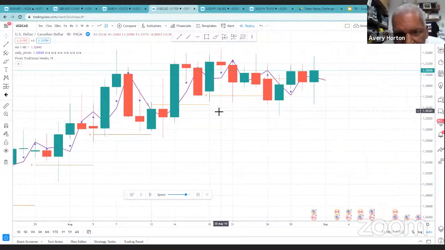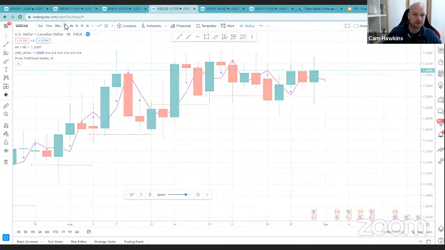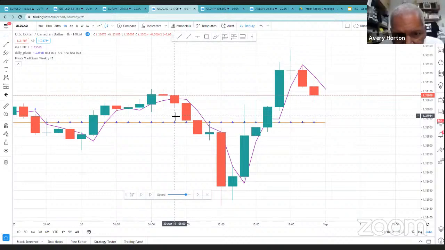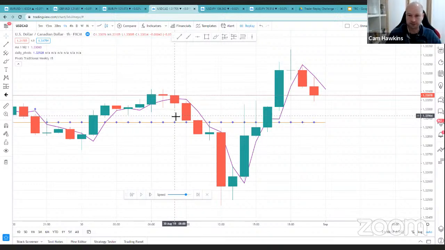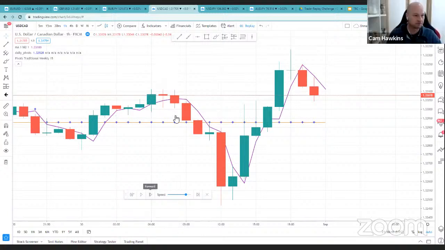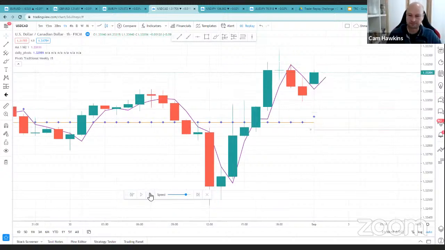I'll get you to the hourly. This is the start of the day. So the next candle is going to be the first candle in the day, which is really untradeable because in the first hour the spreads are ridiculous.